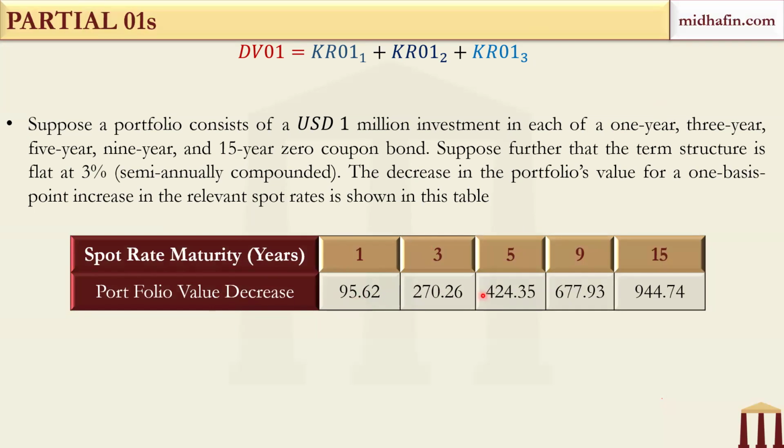Okay, and the same has been done. So if the 1-year spot rate changes by 1 basis point, my portfolio value decreases by this much. If only the 3-year spot rate changes, then my portfolio value decreases by 270. If only the 5-year changes, this, and so on. Okay, now I have 5 risk exposures. If I had to hedge for each one of them, then I would have to introduce 5 hedges.